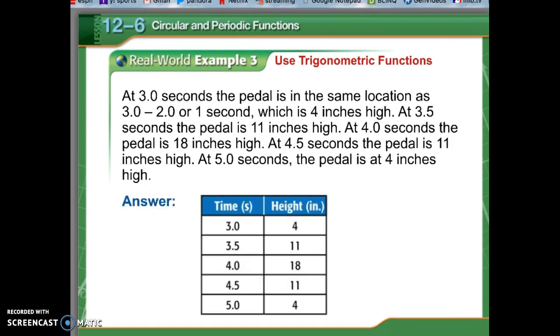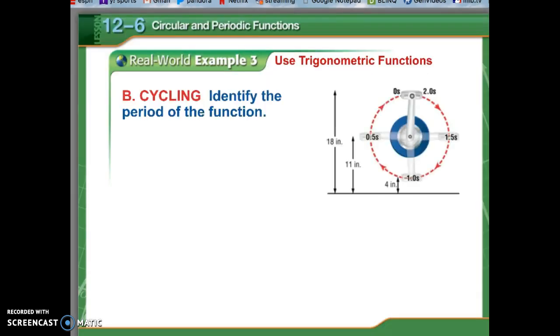And so here is the table that represents that period. We started at 4, up to 11, all the way up to 18, back down to 11, and then back down to 4 at 5 seconds. Part B says we need to identify the period of the function. So the period is how long a graph takes to make one complete rotation. And just by looking at this, the way it's labeled, you can see if we start at 0 seconds, we're at the top, and then we're back up here at 2 seconds. The period, therefore, is 2 seconds.